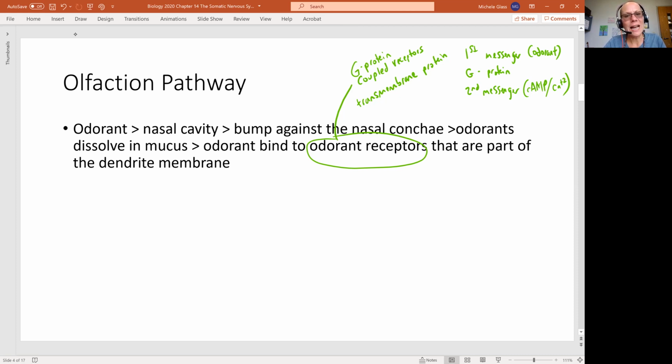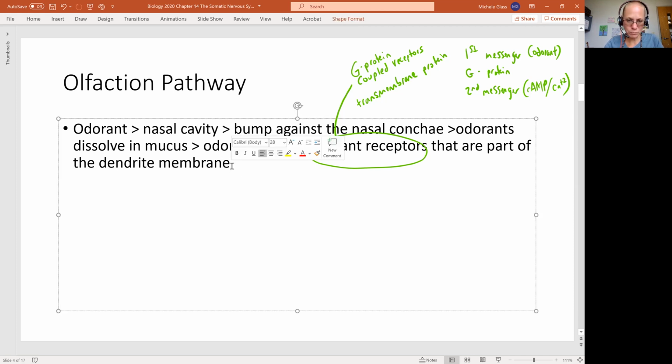When we say cAMP, cyclic AMP, we're talking about the molecule adenosine monophosphate, and the cyclic part means it's a circle instead of a linear or straight line molecule. And of course, calcium ion is something that we've talked about quite a bit in Anatomy and Physiology Part 1.